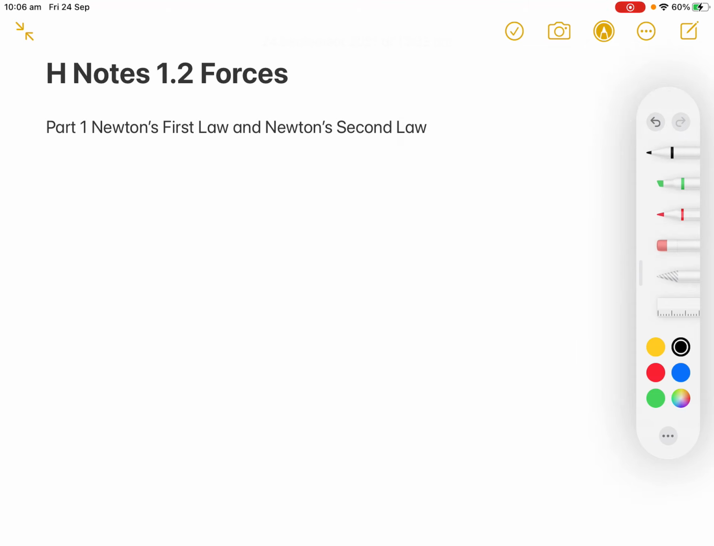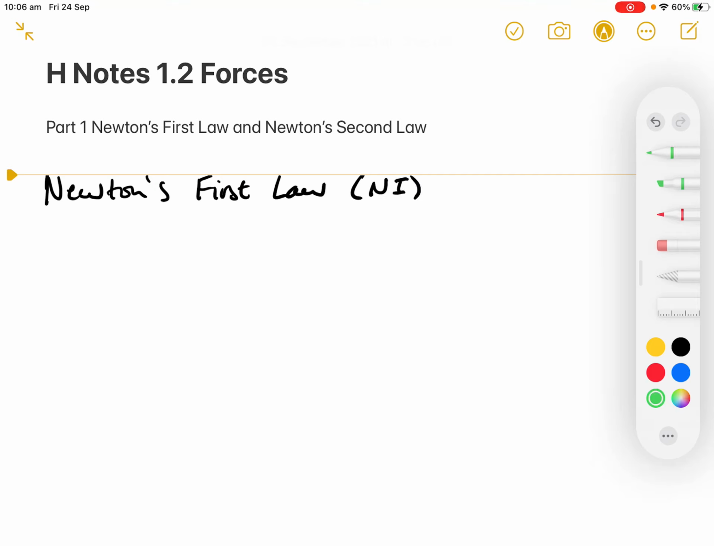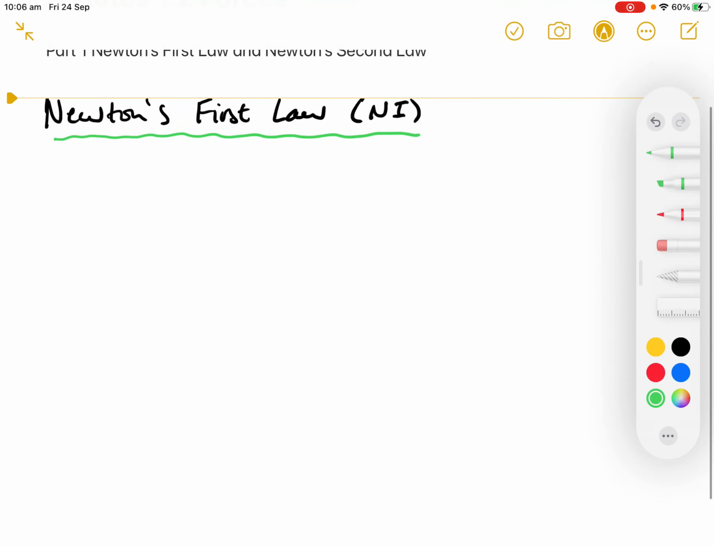Okay, so let's deal with Newton's first law first. I will often shorten it to N1 for Newton 1. Well, this is a law that you need to effectively memorize. And here it is, I'm sure you know it.